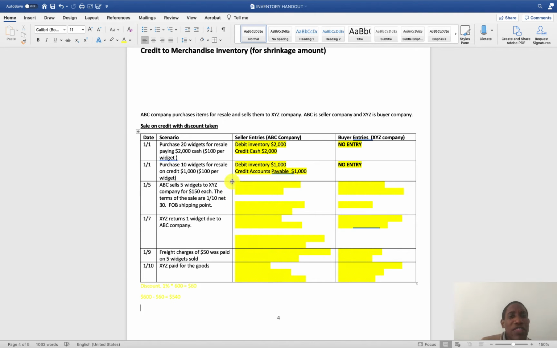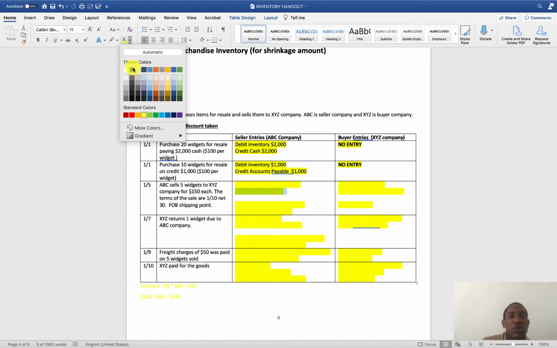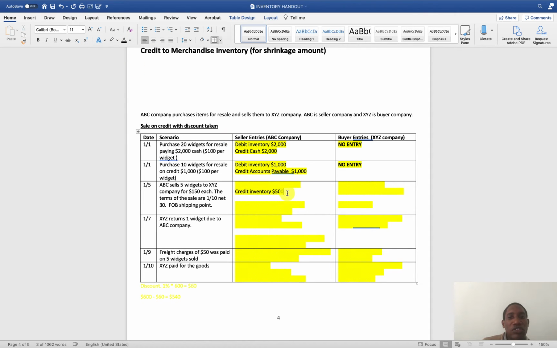So we know that this is going to come out of inventory. When we go into inventory, we debit inventory. When we pull it out of inventory, we're going to credit inventory. So we're going to credit inventory for $500. How did I get $500? Well, it's 5 widgets. The cost per widget is 100. 100 times 5 is 500, right? I'm pulling $500 out of inventory, okay?